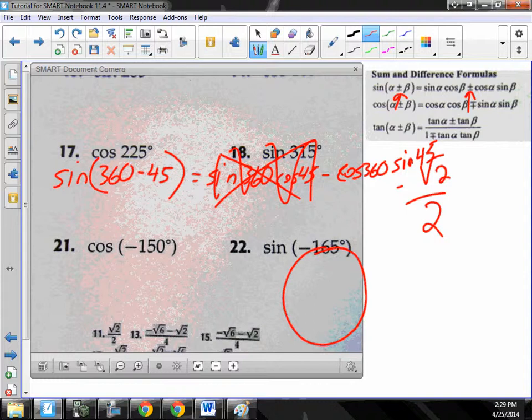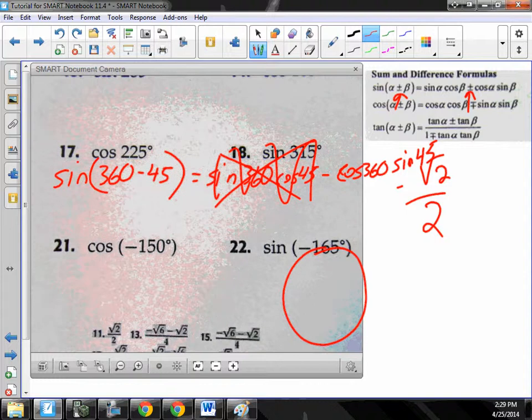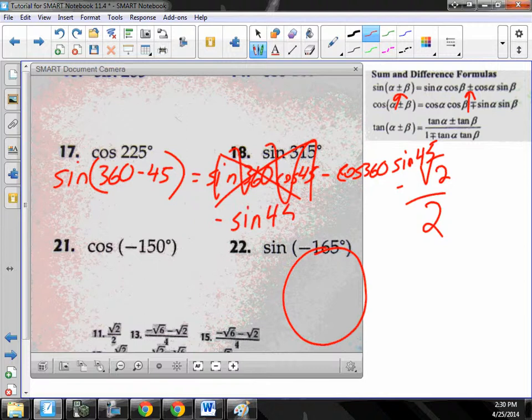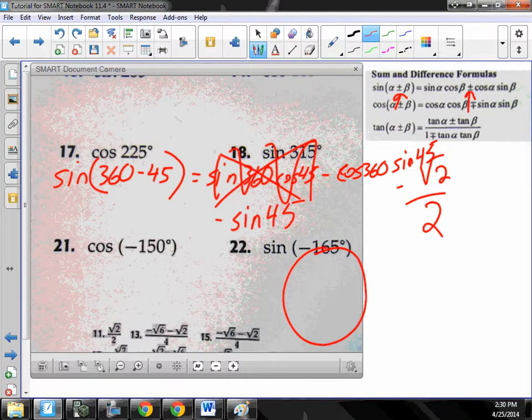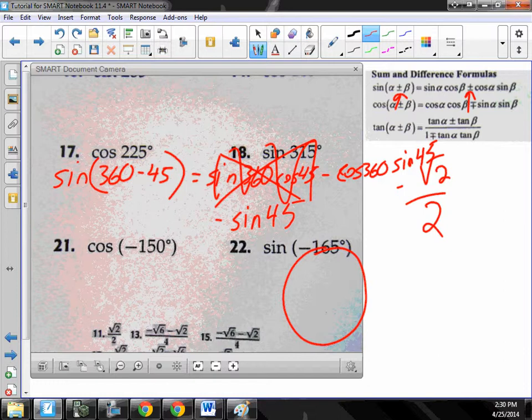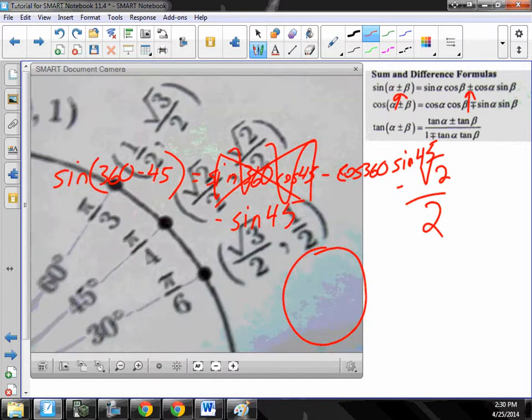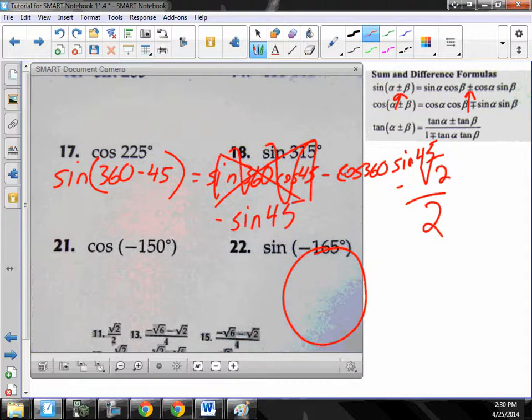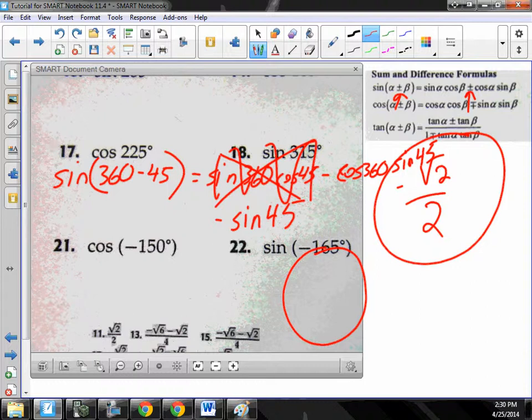What is the cosine of 360? 1. So I'm just left with negative sine of 45. What is the sine of 45? Well, if we look at our chart, sine of 45 is root 2 over 2, and we make it negative, and we got the answer we knew it should have been. Okay?